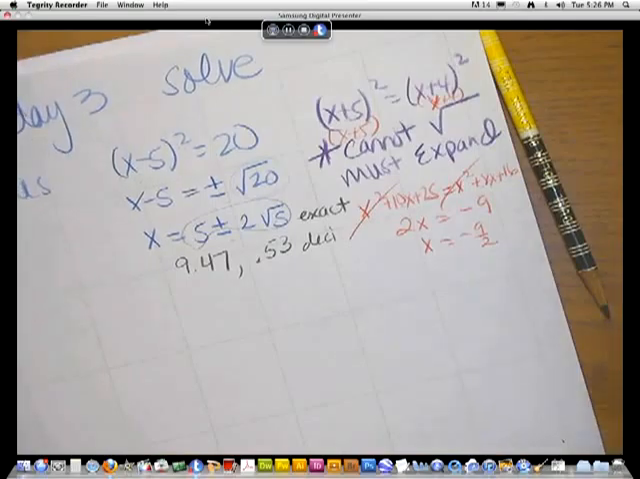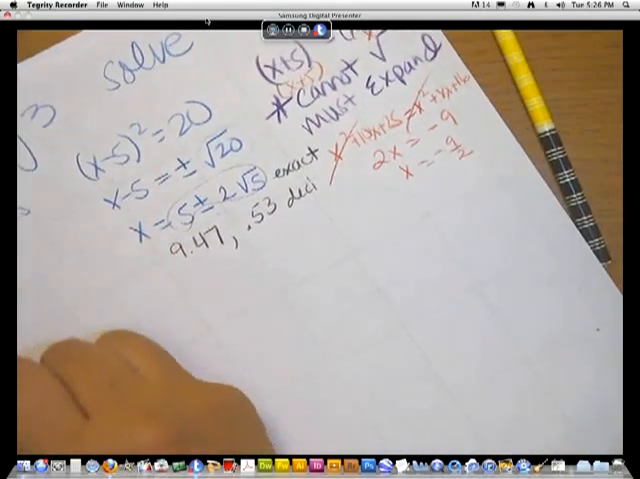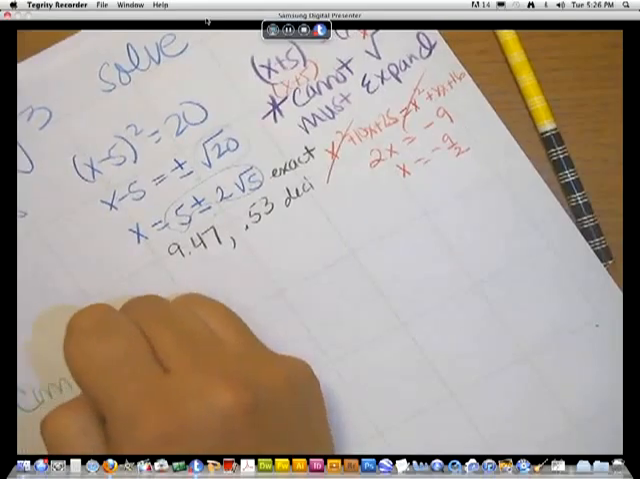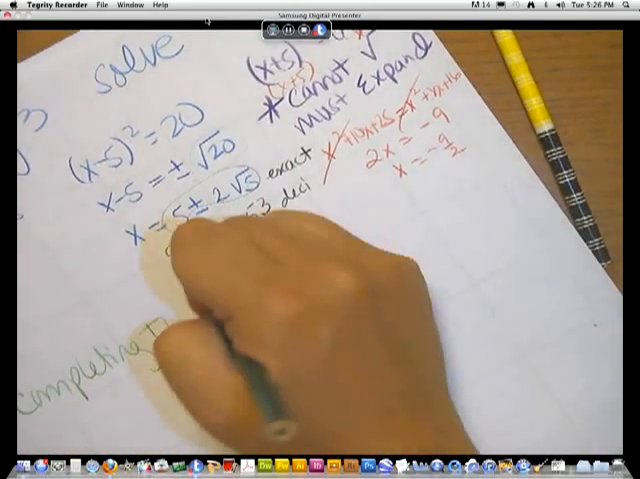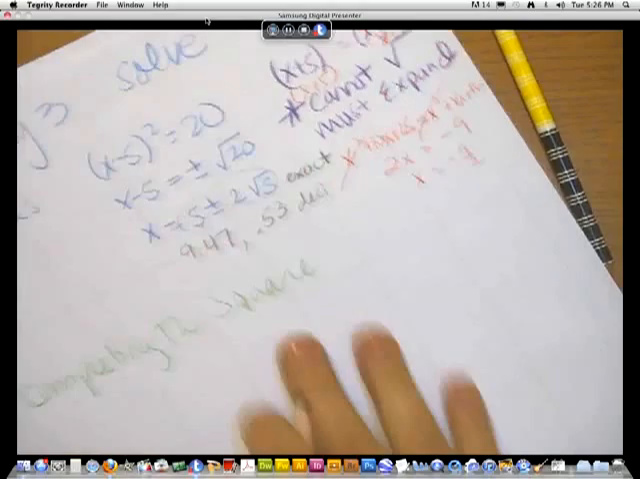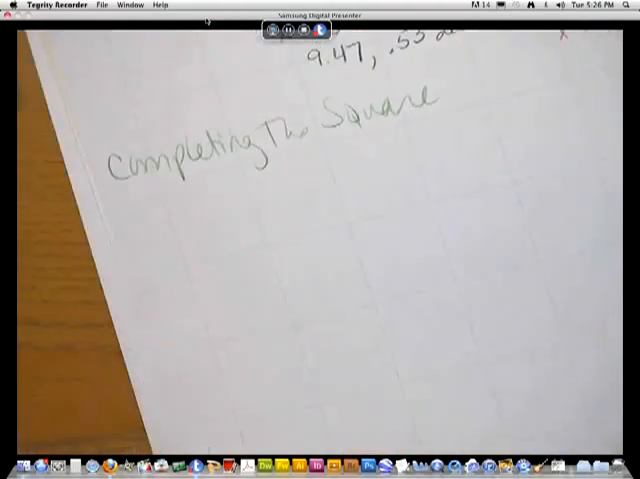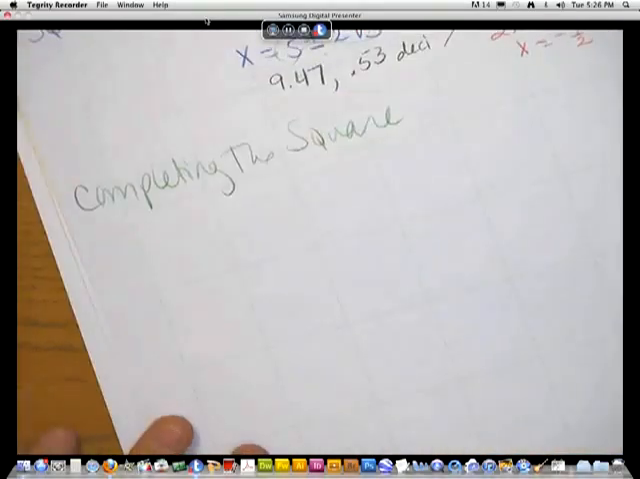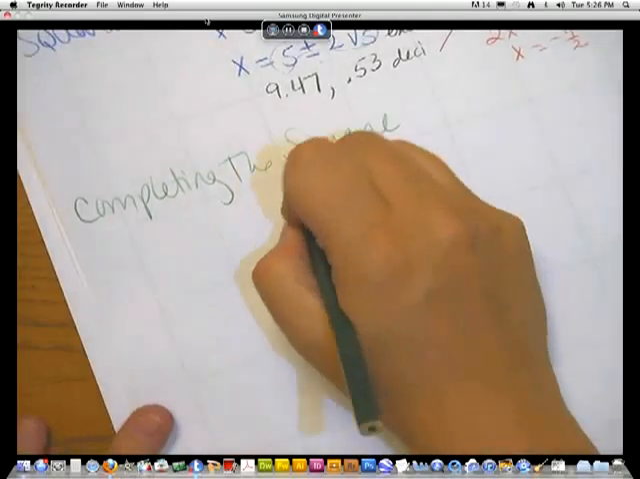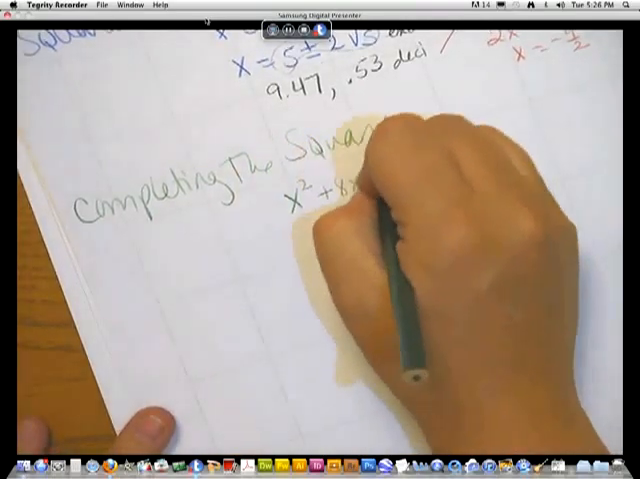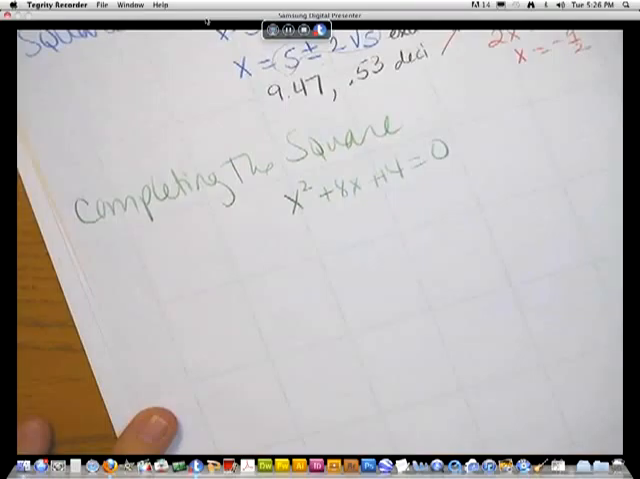All right, the next option is completing the square. Completing the square was that long process that you had to do quite a bit of information on, but once you did it a few times, it wasn't too bad.